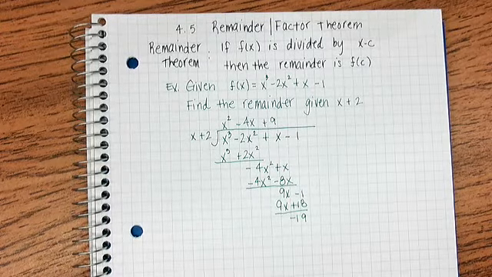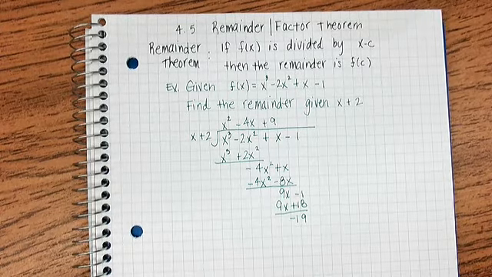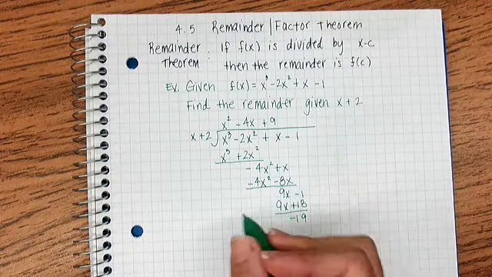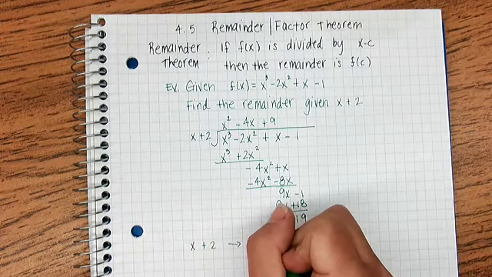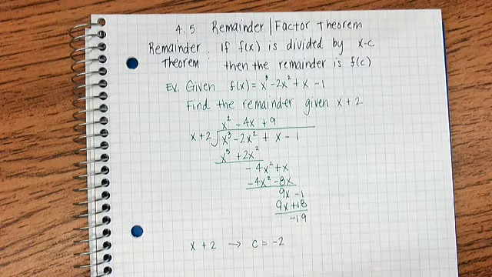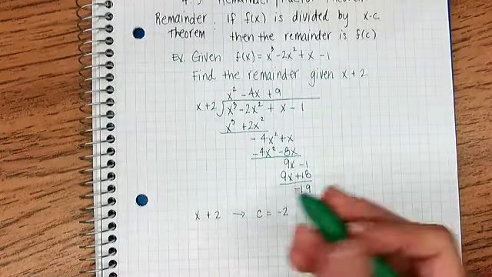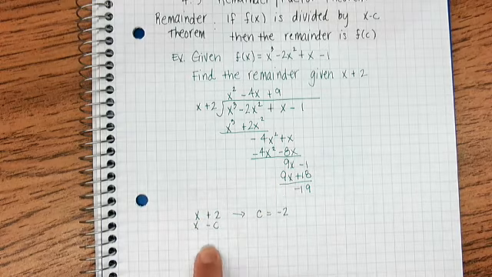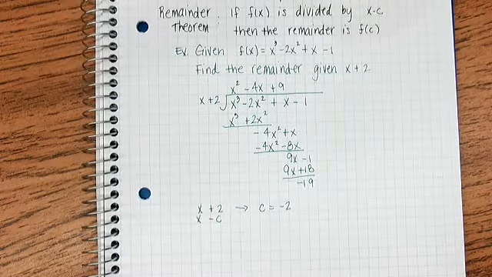So what does this mean? First of all, I don't want to long divide. Long division is definitely not the best way to go. If it can be avoided, I always avoid it. If I'm given x plus 2, this means that c is negative 2. Remember, this is x minus c. What are you subtracting to get positive 2? You're subtracting negative 2.